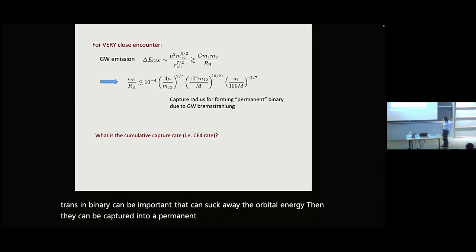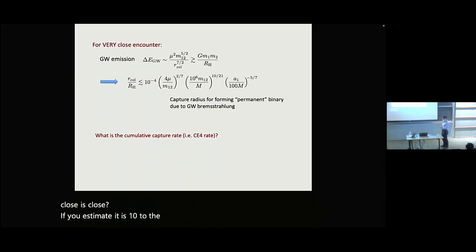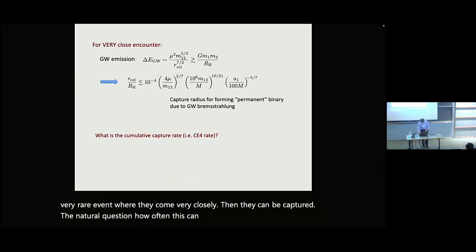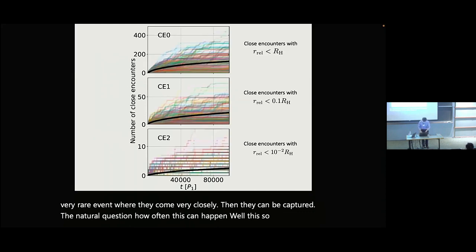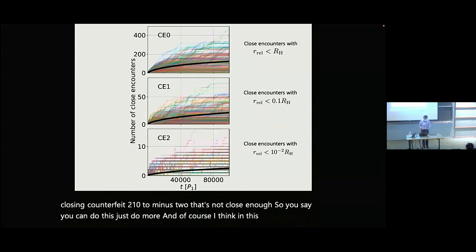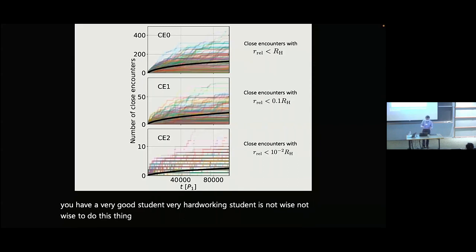Okay, and now how close is close? Well, if you estimate it, it's 10 to the minus 4 Hill radius. That means if you want this to be important, you have to rely on this very occasional, very rare event where they come very close. They can be captured. Now the natural question is how often this can happen. I talked about close encounter CE2, at 10 to the minus 2. That's not close enough. So you might say, just run more simulations. But even with a very good, hardworking student, it's not wise to do this, because it's a very rare thing, right?